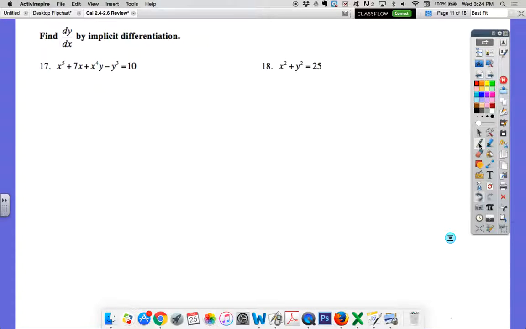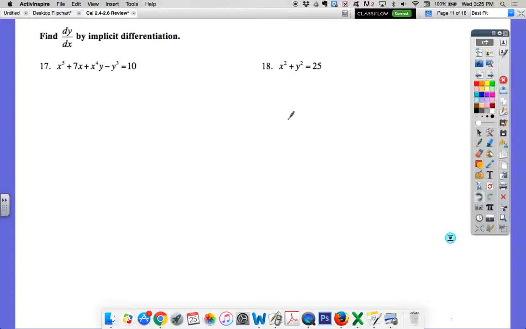Picking back up where we left off, we're going to start with the implicit derivatives. See how far we can get this time. So with implicits, remember every time you take the derivative of y, you need to attach dy over dx as part of it. So you don't have to attach anything to the derivative of x because dx over dx is equal to 1.